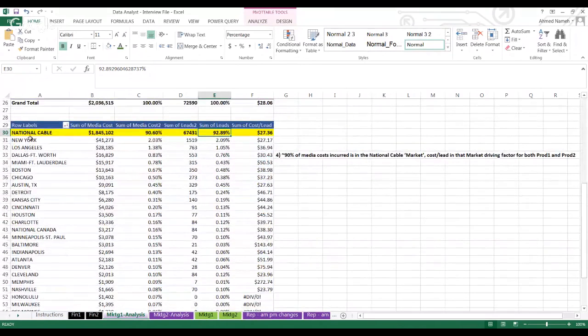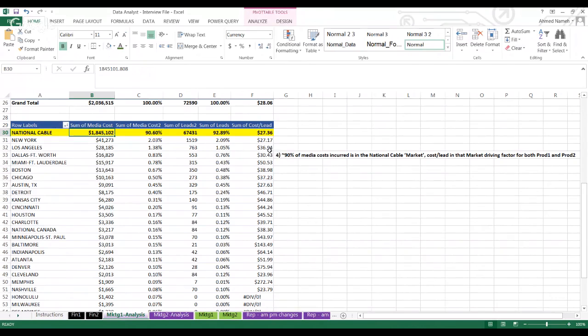Now, looking at the remaining markets and how well they've done is also important, because while spending for these remaining markets is far less than national cable, there are areas where you could potentially find efficiencies, essentially where it would make sense to invest more because of the numbers that exist so far.